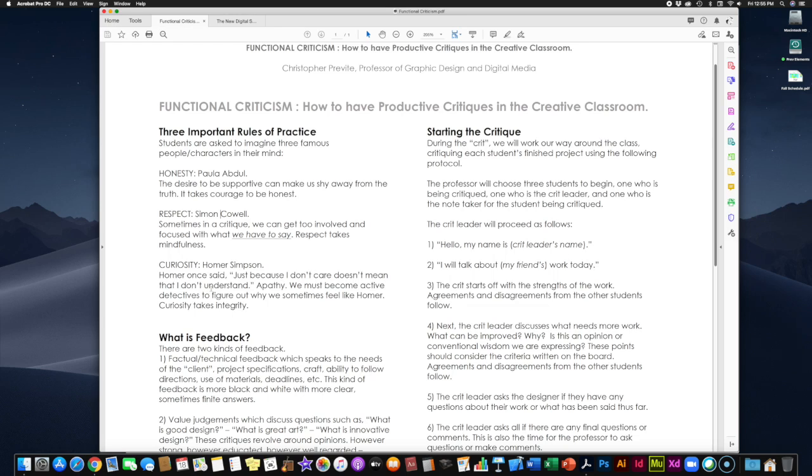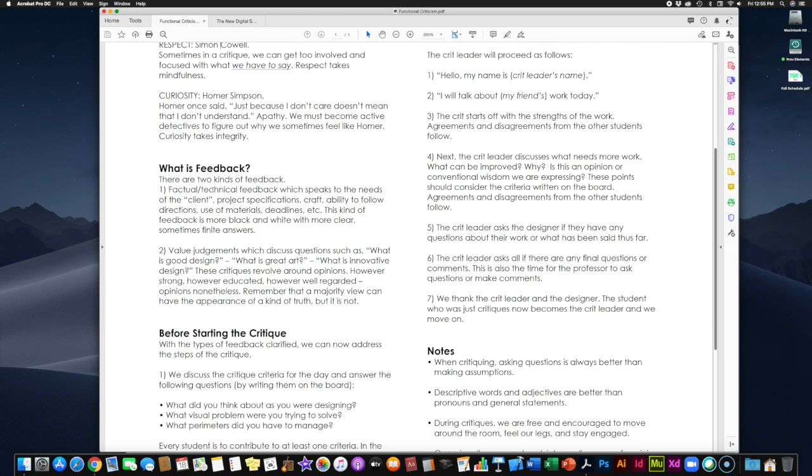Okay, so now that we understand the three personality types to avoid when critiquing each other, let's talk about what types of feedback we are giving. So under this section, what is feedback? It can be broken down into two types of feedback, right? There's objective feedback and subjective feedback. The objective feedback is more factual or technical.